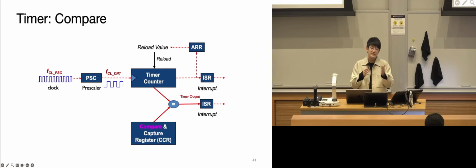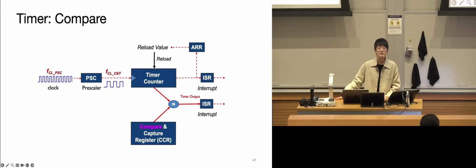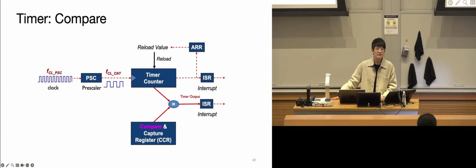I meant in the case where you were using compare mode but not implementing PWM, to measure a one-shot duration, wouldn't you not really care about ARR? Do you mean still for generating output? It's usually used for the output. Yeah, it's usually used for the output.